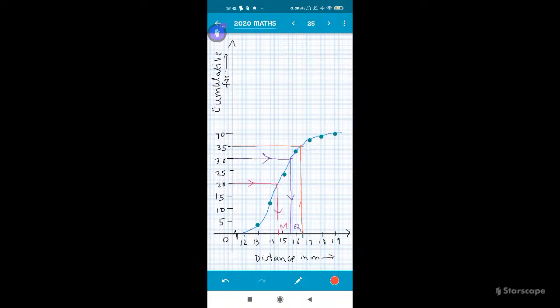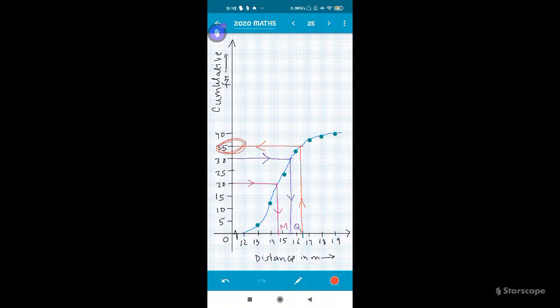So in this case we are moving upwards and like this. So this is the number of students who have run a distance equal to 16.5 meter. We are not able to directly find the number of students who have covered a distance more than 16.5 meter. We can just find the less than value, because the ogive which we are using is a less than ogive. So the values which we can calculate will always be the less than values. So 35 students is the number of students who have covered a distance less than 16.5 meter.